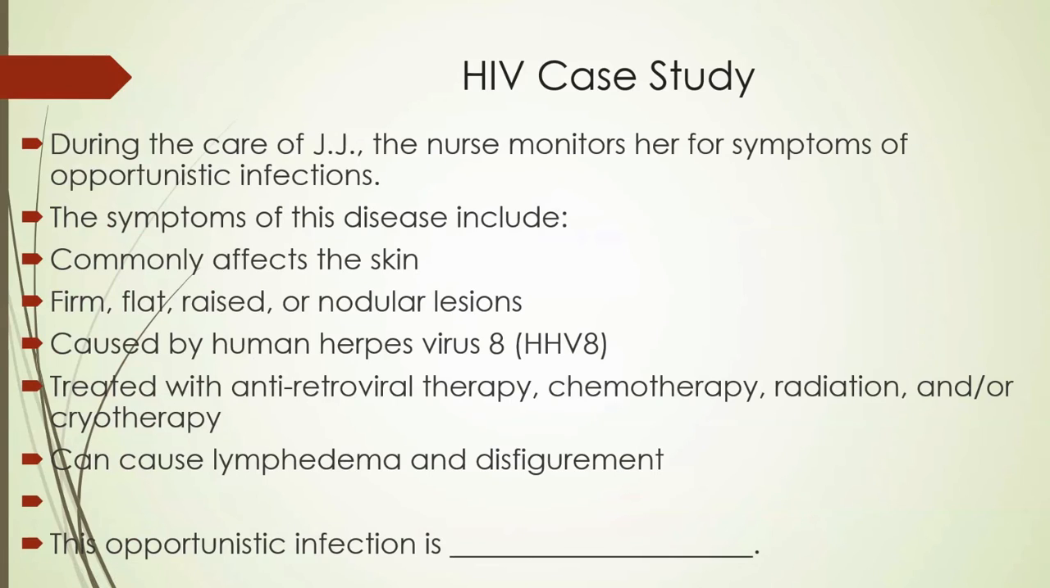So now we want to look at the opportunistic infections. So we have some characteristics here. Here's one that commonly affects the skin, has firm, flat, raised, or nodular lesions, is caused by human herpes virus 8, is treated by antiretroviral therapy, chemotherapy, radiation, and or cryotherapy, and can cause lymphedema and disfigurement. What one do you think that might be?